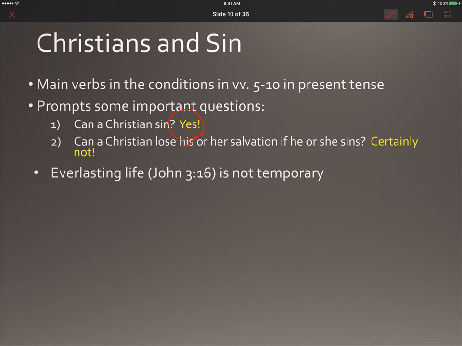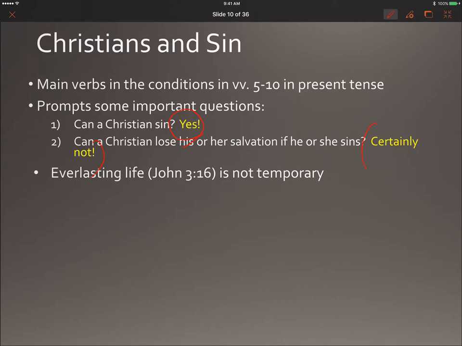And so then that would prompt another question as well. If a Christian can sin, can he or she lose their salvation? And there are some of the more Arminian belief that a Christian can lose their salvation if they sin. Well, I would say certainly not. I've said it before. I believe in eternal security. We're not saved based on whether we sin or don't sin. We clearly are sinners, but the blood of Jesus Christ cleanses us of our sin, past, present, and future. It covers sin that we have committed, that we are yet committing, and that we will commit.